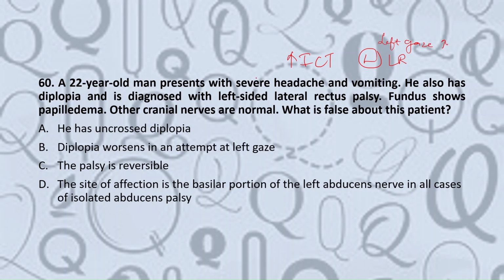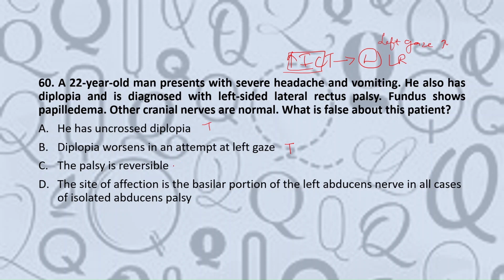So here we have all the clues suggesting a raised ICT associated with an isolated 6th nerve palsy, which we just discussed is known as a false localizing sign. So what is false about this patient? He has uncrossed diplopia. This is true. Usually esotropias are associated with uncrossed diplopia, whereas exodeviation is associated with crossed diplopia. Diplopia worsens in attempted left gaze. True. We just discussed this also.